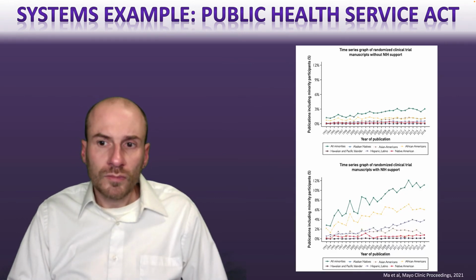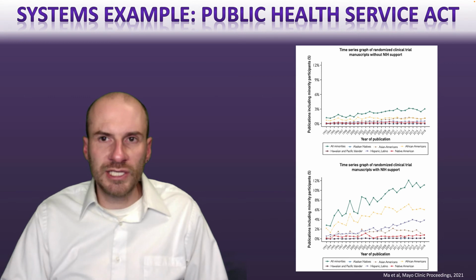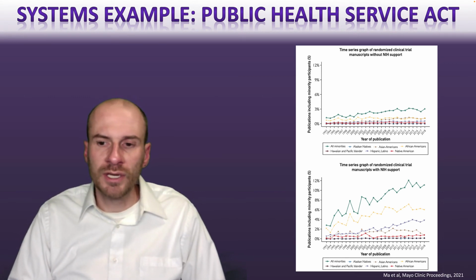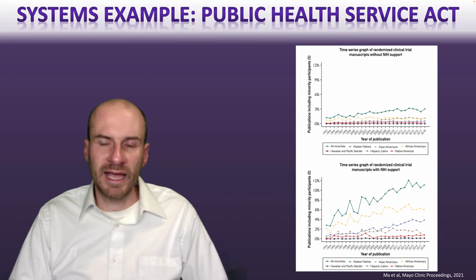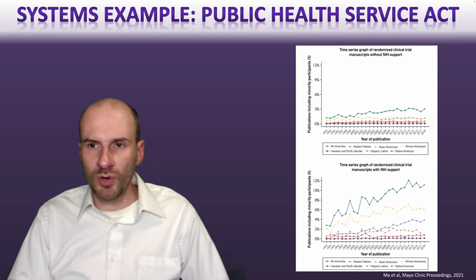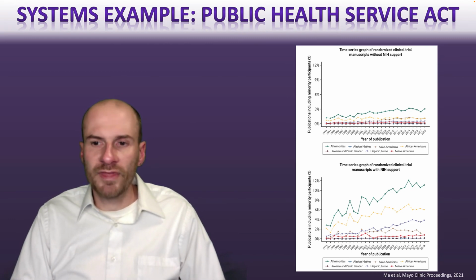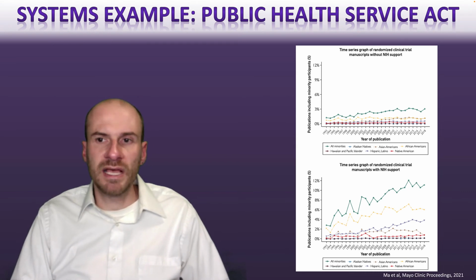Now, what impact did that have? Well, this is a correlational study, so you can take it with a grain of salt. But there are two graphs here. One is studies that are funded without NIH support, so they're funded independently by outside organizations. That's the top graph. The bottom graph is clinical trials that were funded by NIH and had NIH support. And this goes from 1993 until 2018, and it looks at the percentage of minority participants in clinical trials, right?